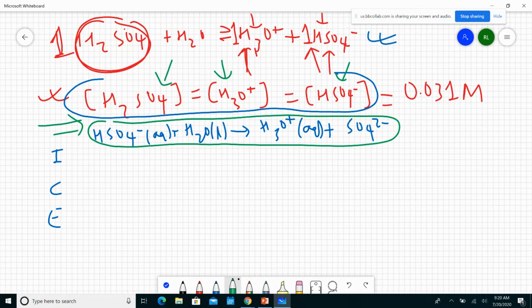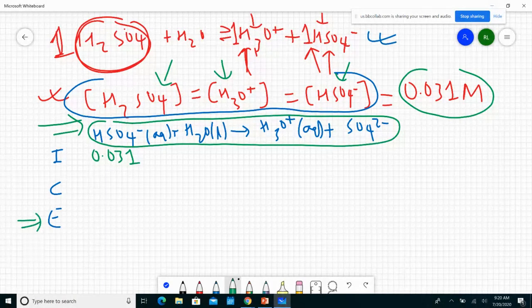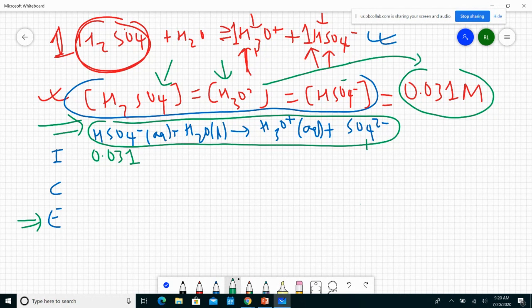What I mean by that is, that means this HSO4 minus value of 0.031, right, is going to be my initial concentration. Because remember, my end goal is to find the equilibrium concentration of sulfate anion, right? This is what I'm trying to find. And I know that the H3O plus is also 0.031 molar, right? So I'm going to write that down. And remember, we talked about liquid and solid being left out of our equilibrium constant or acid dissociation constant expression. And sulfate anion at the very beginning, remember, in this reaction, sulfate anion hasn't formed yet. So I'm going to call that 0.